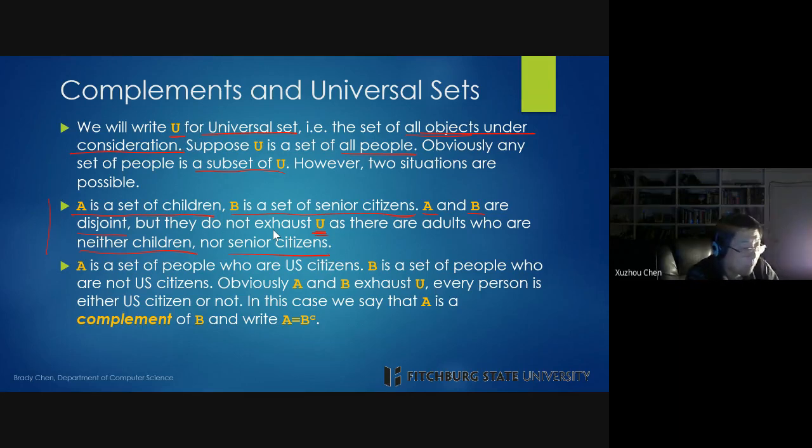So in that case, if you use a circle to represent the relationship, then you can say A is here and B is here. B is senior citizens, A is children. This is a universal set U. So there are still some elements that don't belong to A and B. So there could be some others.